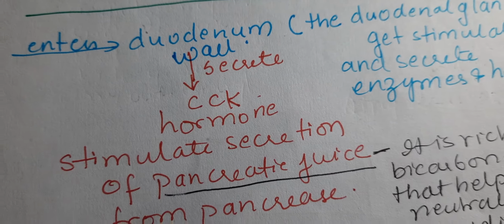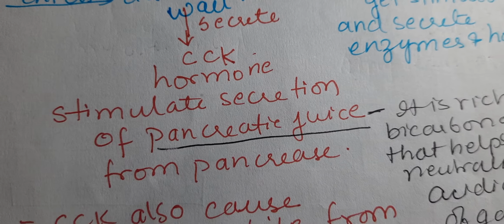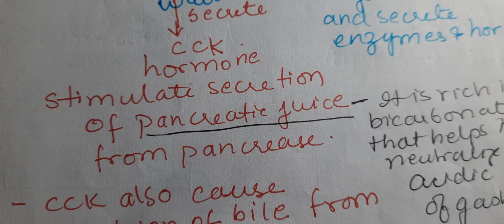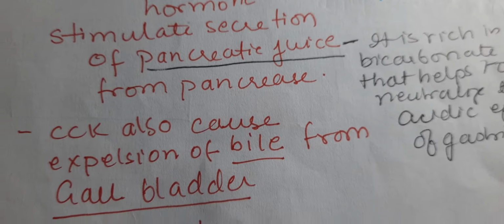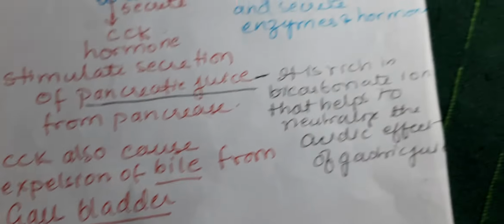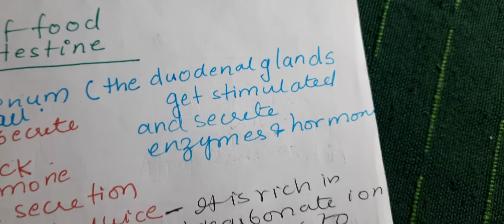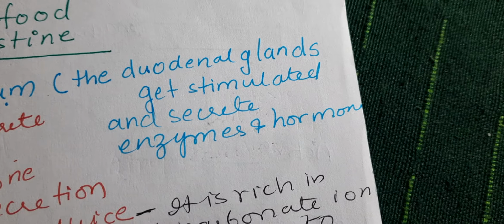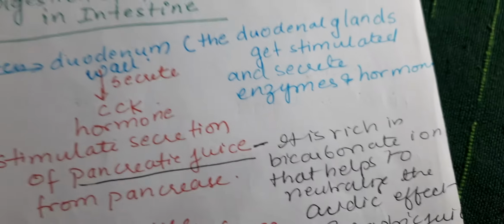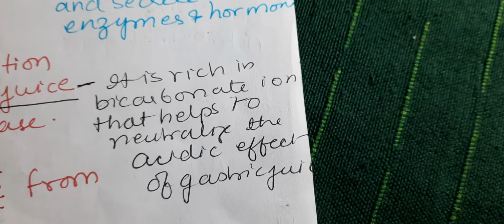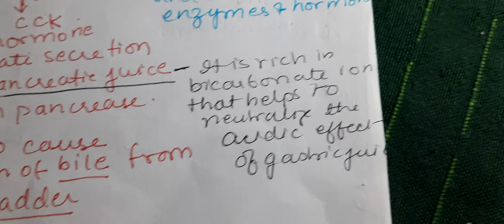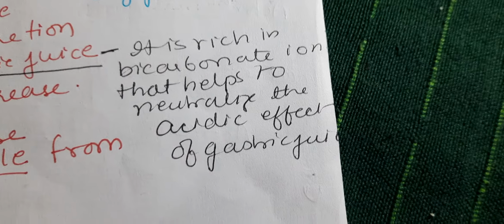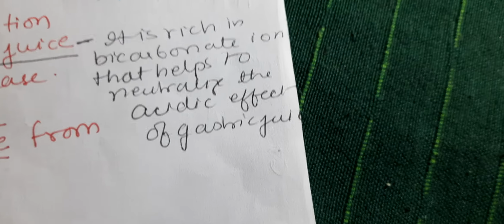The duodenum wall secretes two hormones, including cholecystokinin, which stimulates the secretion of pancreatic juice as well as expulsion of bile from the gallbladder, and the duodenal gland gets stimulated and secretes the enzyme. So two things happen simultaneously here. The pancreatic juice is rich in bicarbonate ions and that helps to neutralize the acidic effect of chyme, or you can say gastric juices.